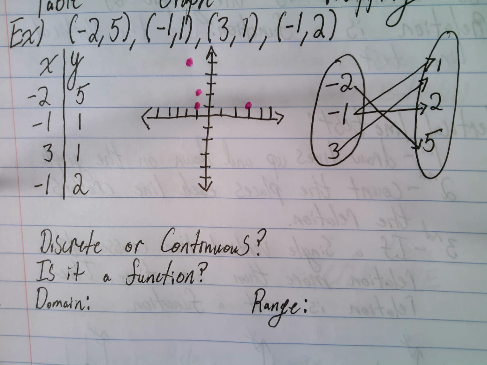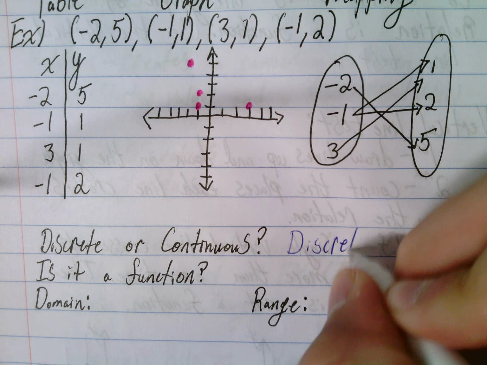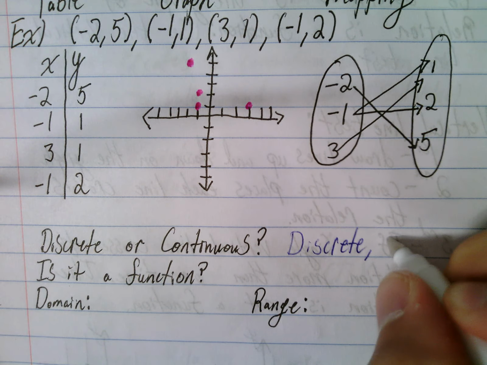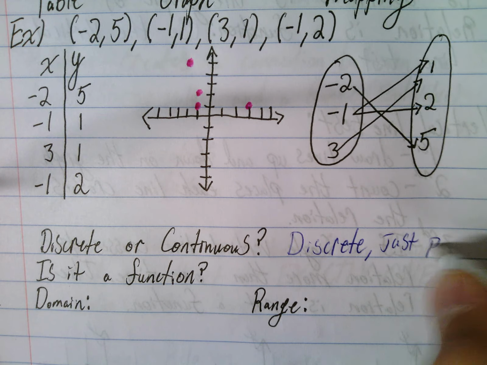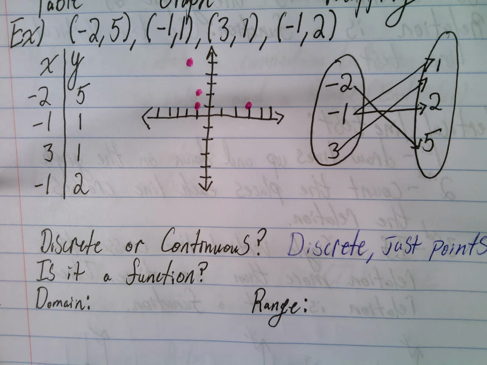What do you think, Gary? Is it discrete or continuous? Discrete. Good, it's discrete because it's a whole bunch of points. It's just points. There's no connecting them.